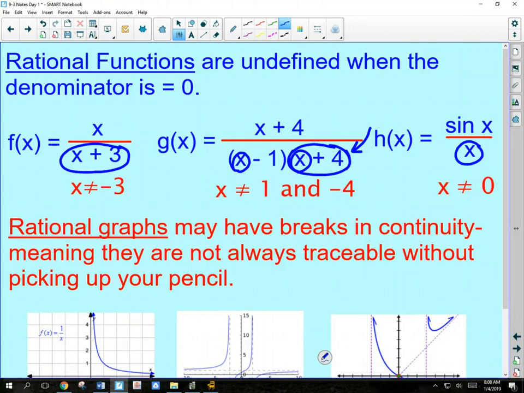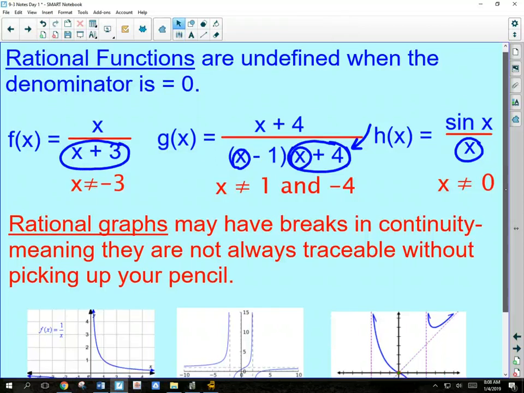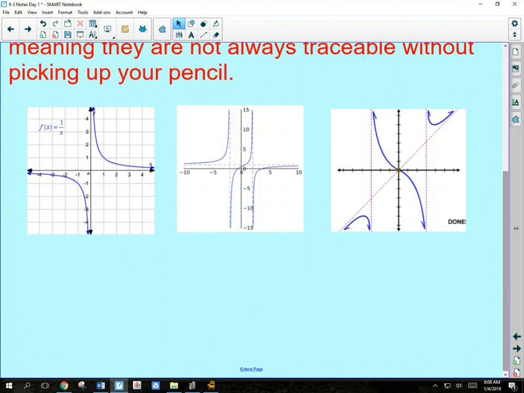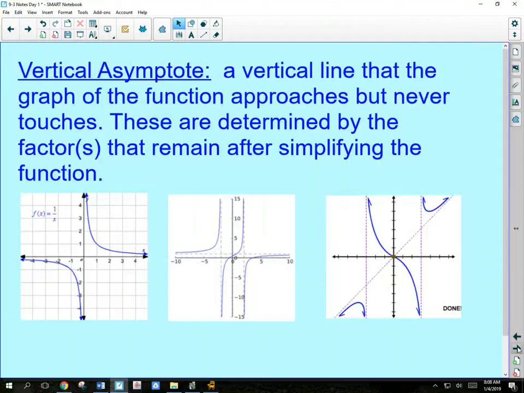So rational functions often have breaks in their continuity, which means that you can't draw that graph without having to lift up your pencil. So for instance, if I were to trace this graph, I would get here and here, and then I go, oh, got to lift up my pencil, which means that it's not continuous. Okay? If you can draw it without lifting up your pencil, it is continuous. If you have to lift up your pencil, it is not continuous. So they usually are discontinuous. Okay? There's some key things that we're going to look at.